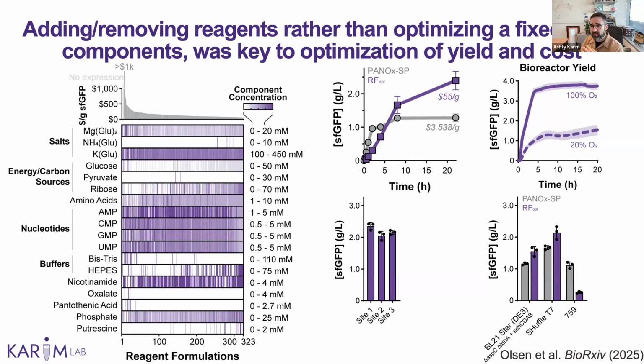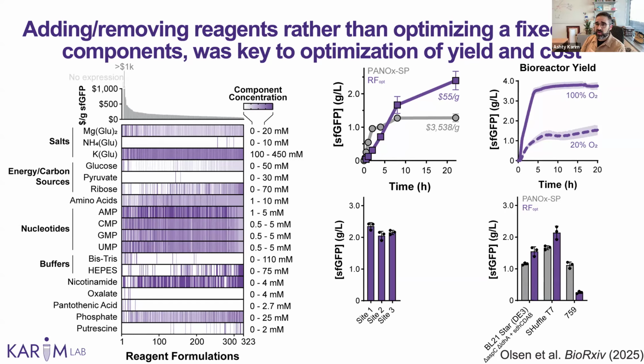What I'm showing you on the bottom is actually taking our reagent system, sending it to 3 different sites, and at each site, different operators could assemble these systems and produce 2 grams per liter of protein. And then on the right, I'm showing you GFP produced in different lysate backgrounds.